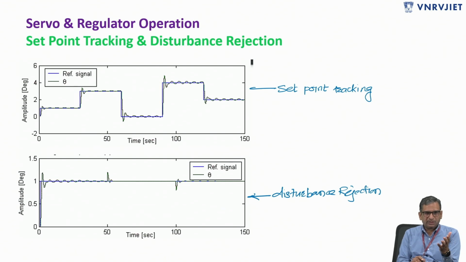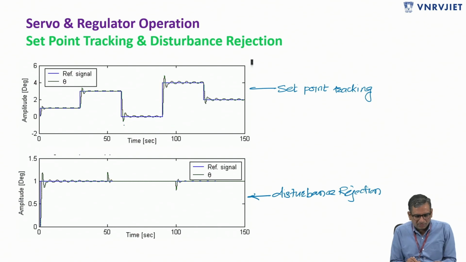If you consider what exactly set point tracking means, in this case you can see that the set point is changed. Initially it is at 0, then it has been changed to 3, again it is brought back to 0, again it has been changed to 4, and again it has been brought back to 2. So the first set point change is around 60 seconds, again at 90 seconds, and again around 120 seconds the set point has been changed. Whenever the set point is changed, you can see the blue colored response is for the set point, and the black color represents the output variable.